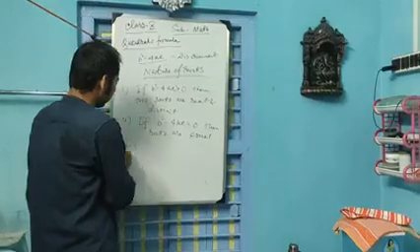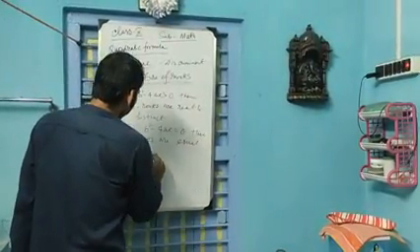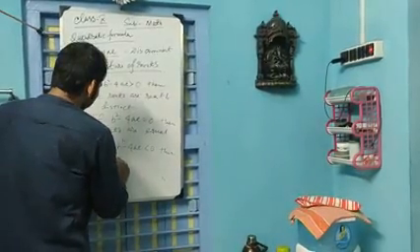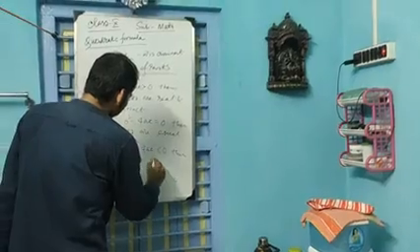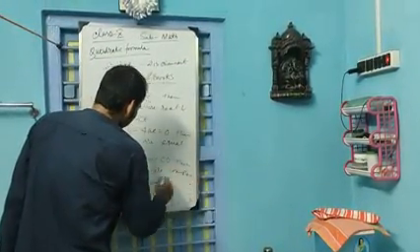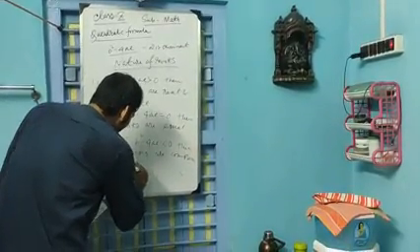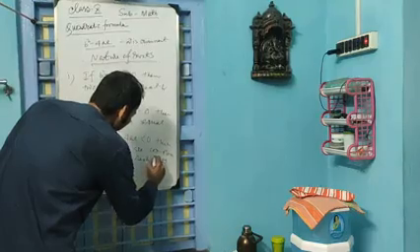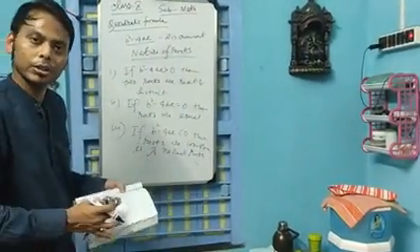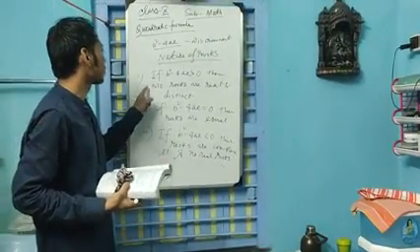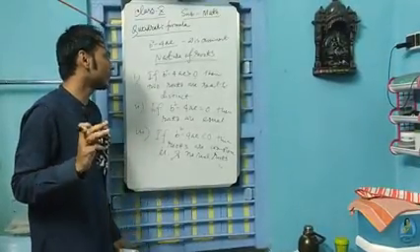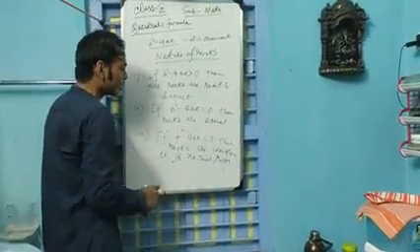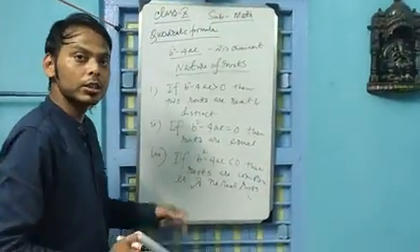The third case, if b² - 4ac is less than 0, then the roots are complex. That means there exists no real root. So these are the three conditions. If b² - 4ac is greater than 0, the two roots are real and distinct. If b² - 4ac equals 0, the roots are equal. If b² - 4ac is less than 0, the roots are complex, so there is no real root.